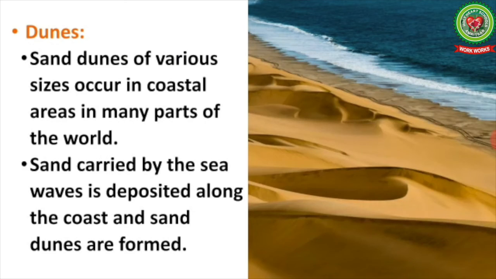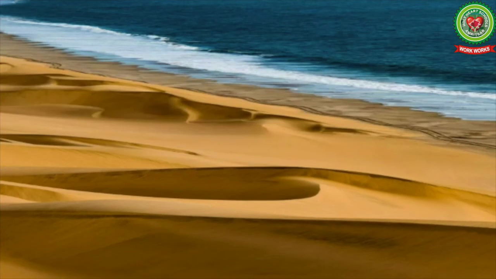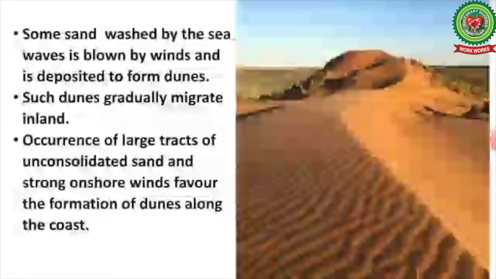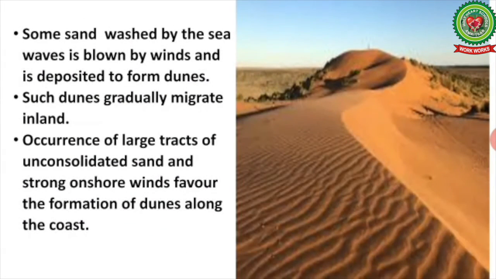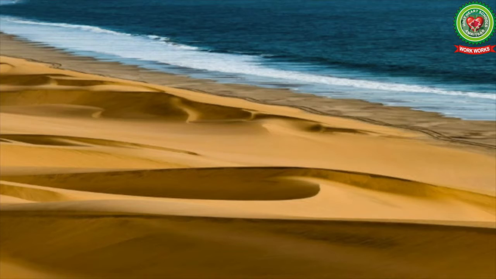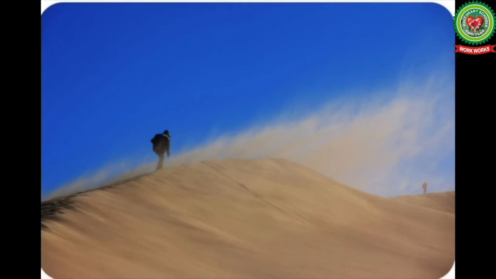Dunes. Sand dunes of various sizes occur in coastal areas in many parts of the world. Sand carried by the sea waves is deposited along the coast and sand dunes are formed. Some sand, washed by the sea waves, is blown by winds and is deposited to form sand dunes. Such dunes gradually migrate inland.